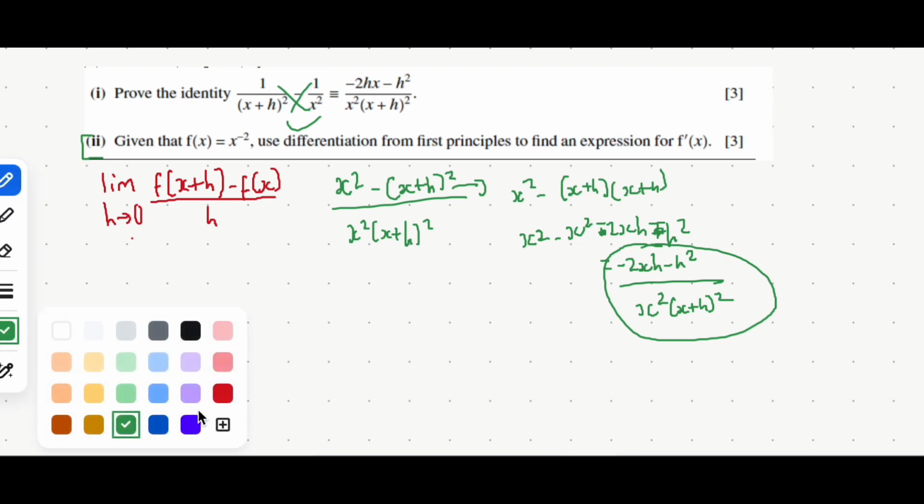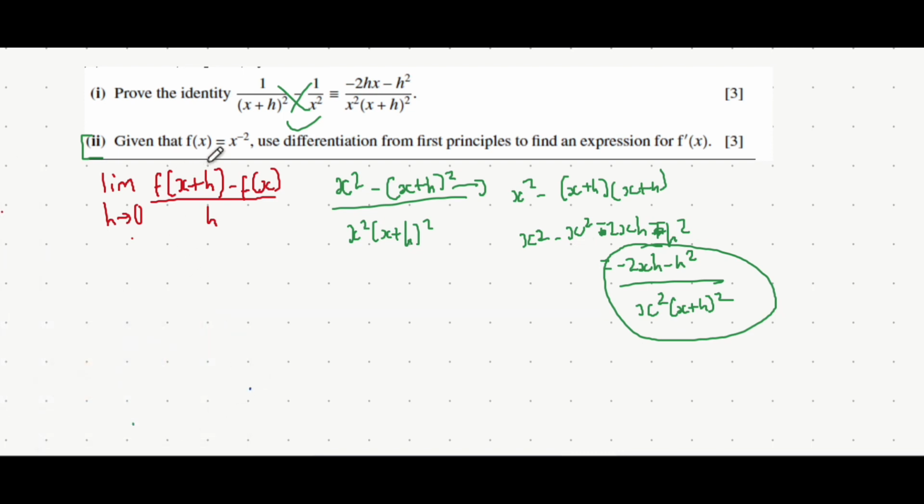Let's now move on to part 2 of the question. It's told you that f of x is x to the power of minus 2, and it's asked you to use differentiation from first principles to find f dash of x. So this is what it means by differentiation from first principles, and this is given to you in an exam. What you start by doing is the function that you're differentiating, we call that f of x, which is already done for us. So that's good.